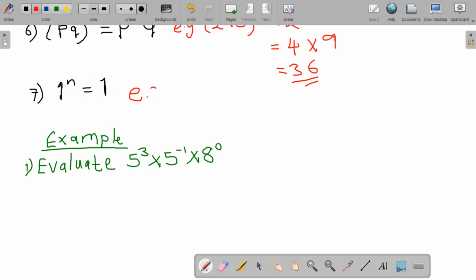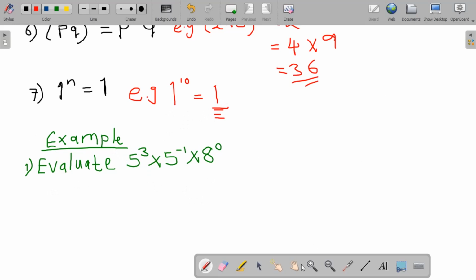For example, 1 to the power 10. We know that it's the same as 1 times 1 times 1, 10 times, which will still give us 1 because we are multiplying 1 times 1 times 1 times 1. It will still give us 1. Those are the rules which are there.